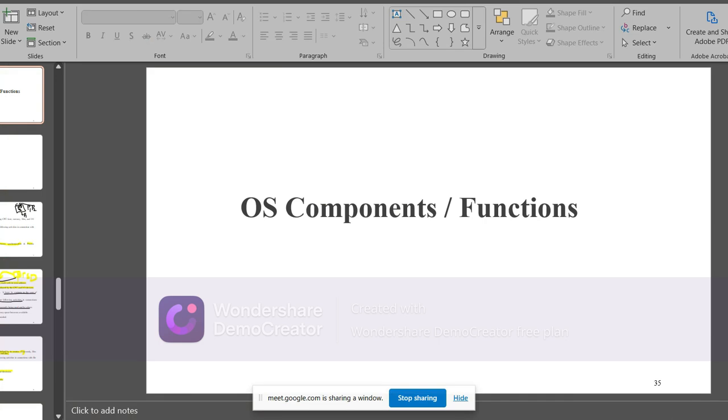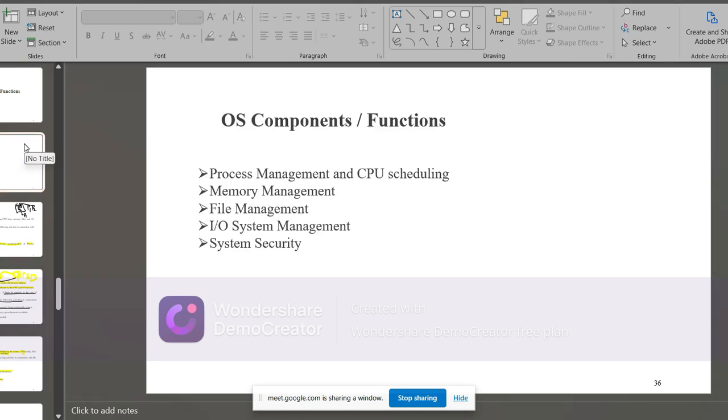Okay. So what are the components of operating systems, or what are the functions of an operating system? Basically, the first component that is very important is process management and CPU scheduling. What is a process? When a program is ready for execution, that program becomes a process. At that time, we can say that process management is required. If multiple processes are available on the ready queue, process management is there for managing all the processes.